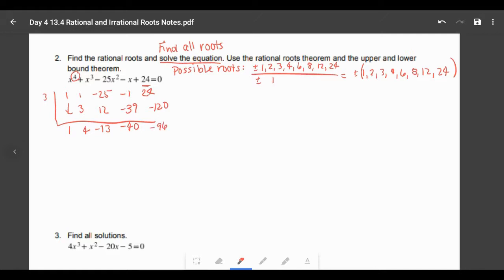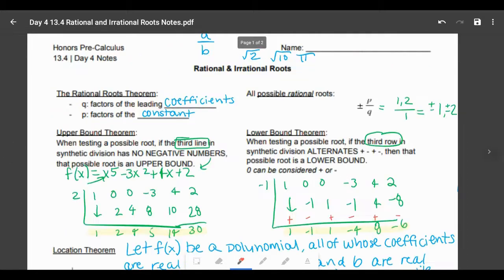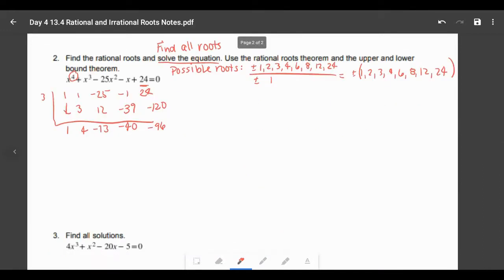All right, so going back to the upper and lower bound theorem, well, I have to have the third line be all positives. That didn't happen. And the other option is to have alternating positive, negative, and that didn't happen either. So this value of 3 is neither an upper boundary nor a lower boundary. And I know that it certainly is not a root because this value is not 0. So it's not a root, but it's also not the upper boundary, and it's not the lower boundary.